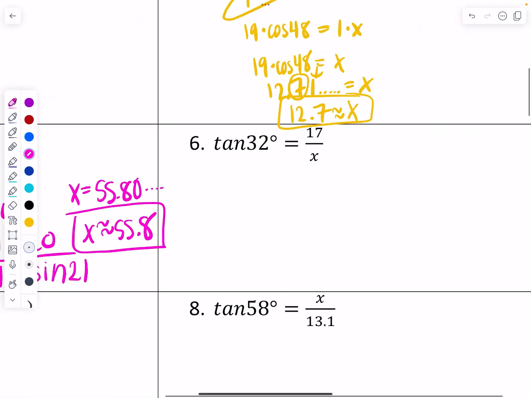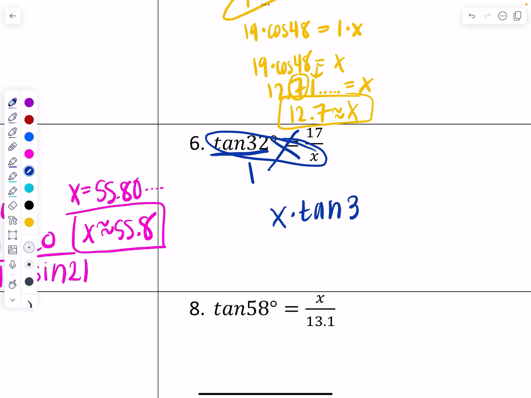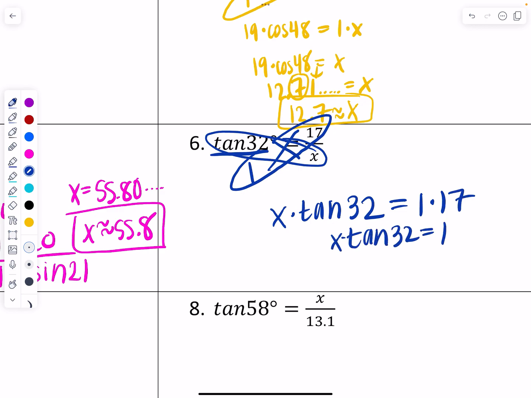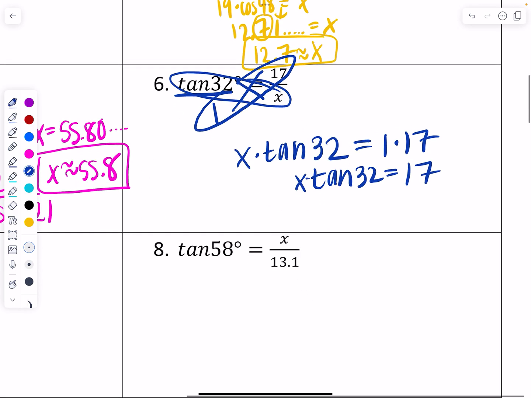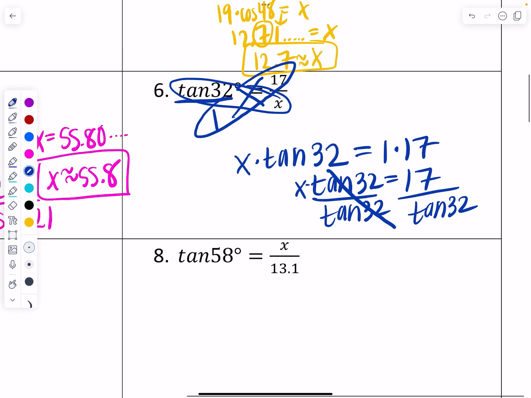Okay, so let's do that again. This is the tangent of 32, so I'm going to put that over 1 and cross multiply. That's going to be x times the tangent of 32 equals 1 times 17. So x tangent of 32 equals 17. Then we divide both sides by the tangent of 32, cross that out, and x is going to be equal to 17 divided by the tangent of 32.